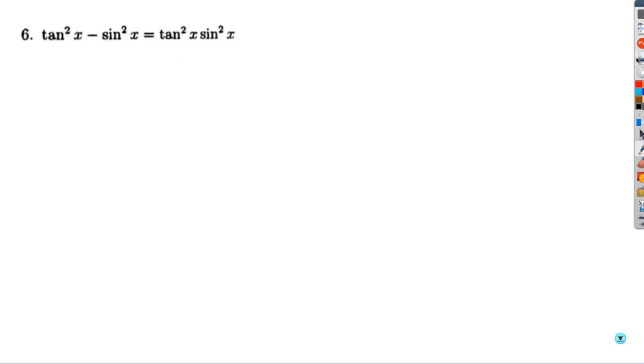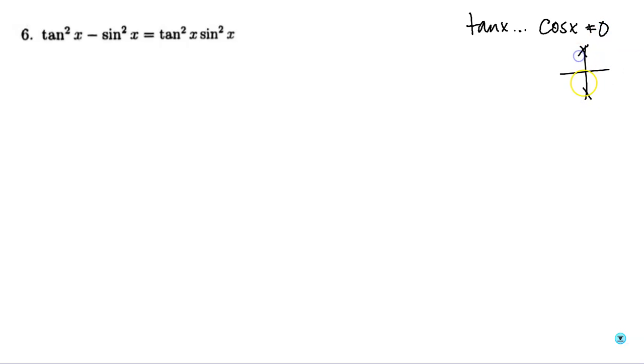Okay, so let's do the domain for this guy. There are no denominators, but tangent shows up. So remember, if tangent shows up, then its denominator cos can't be 0. So we're talking pi over 2 and 3 pi over 2. So x cannot be pi over 2 plus n pi. That's how far they are apart. Okay, let's do some stuff.